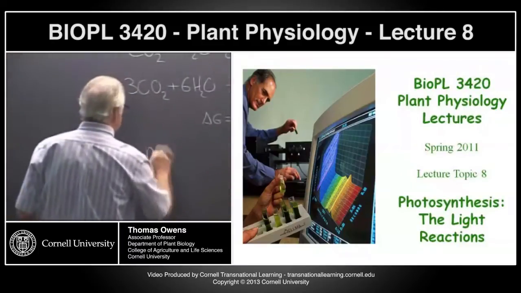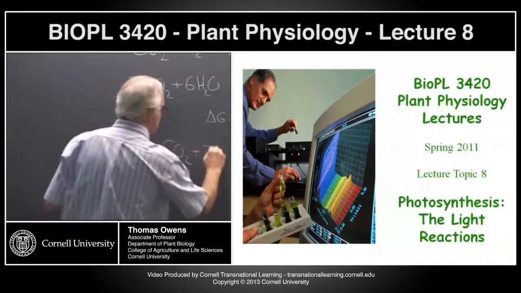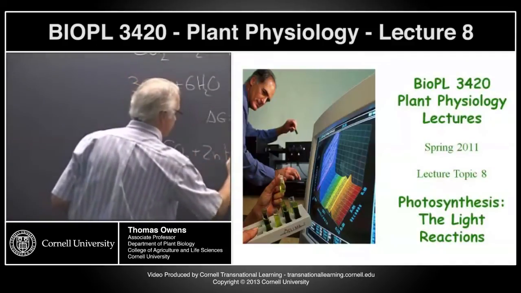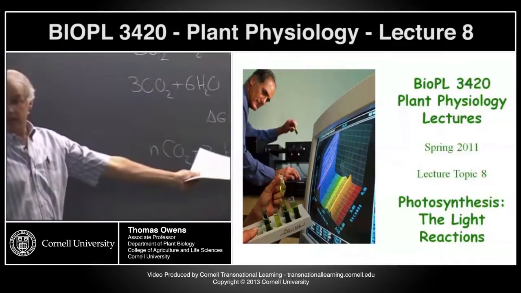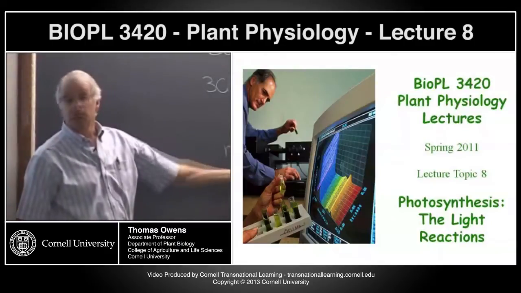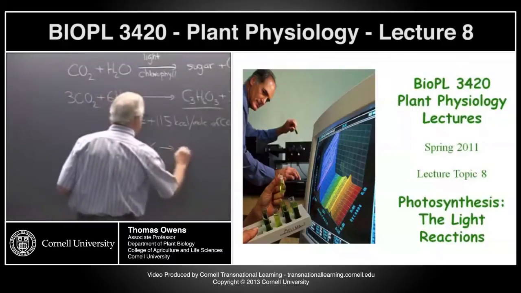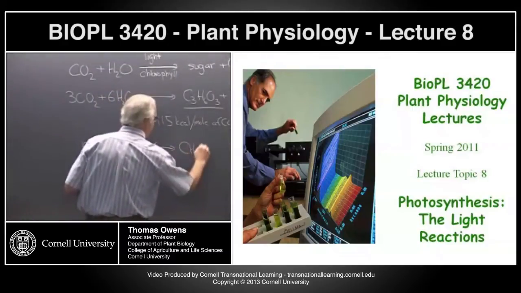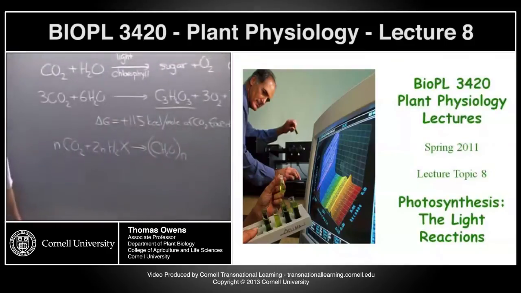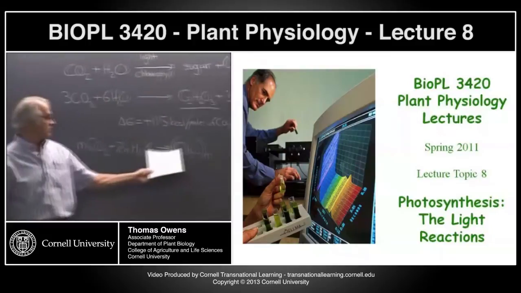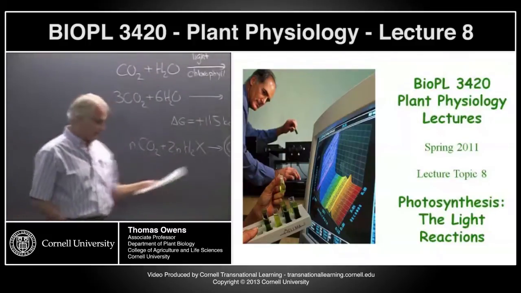And this equation was nCO2, where n is some integer, plus 2n H2X. And we're not going to just specify what X is. X turned out to be a number of different things depending upon the type of bacteria he was looking at. This produces a sugar, and at that time he didn't know how many carbons were in the sugar. It was a carbohydrate with the general formula CH2O raised to some nth power.